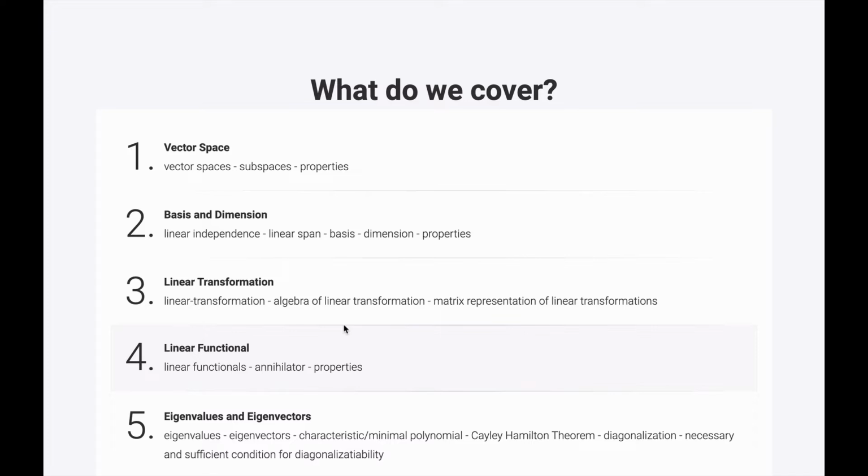And similarly, module 3 has linear transformation. In this module, we will cover the algebra of linear transformations and their properties. It has been widely used by engineers as well as people from any science background. Matrix representation of linear transformation we will discuss, followed by linear functionals. We will define what linear functionals are, and we'll see the annihilators and their properties.